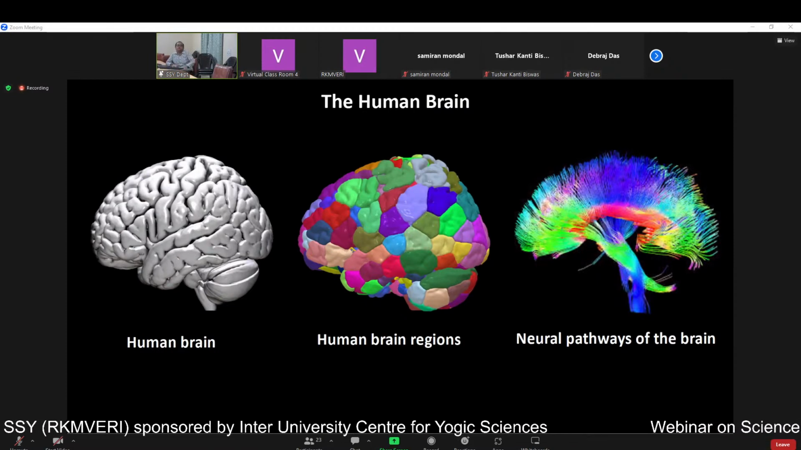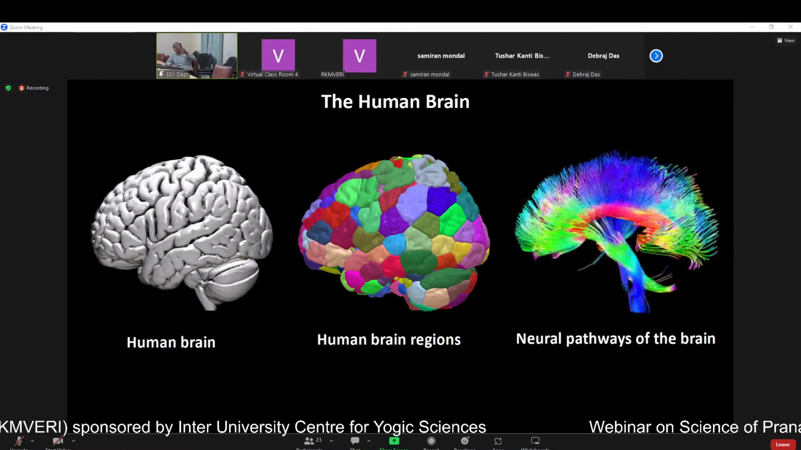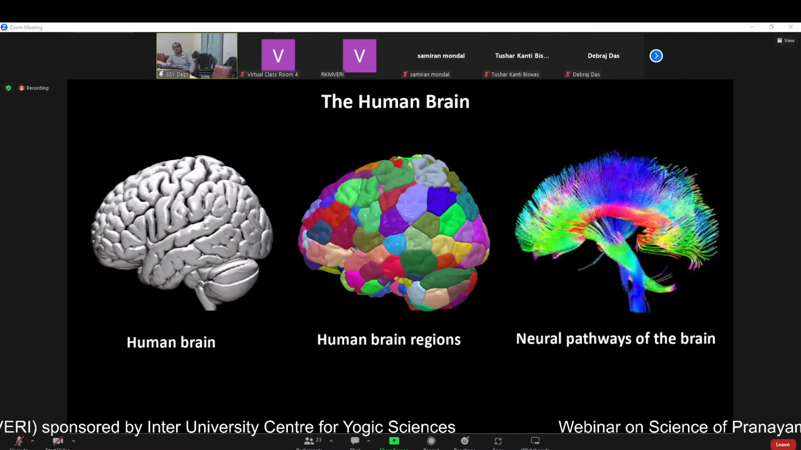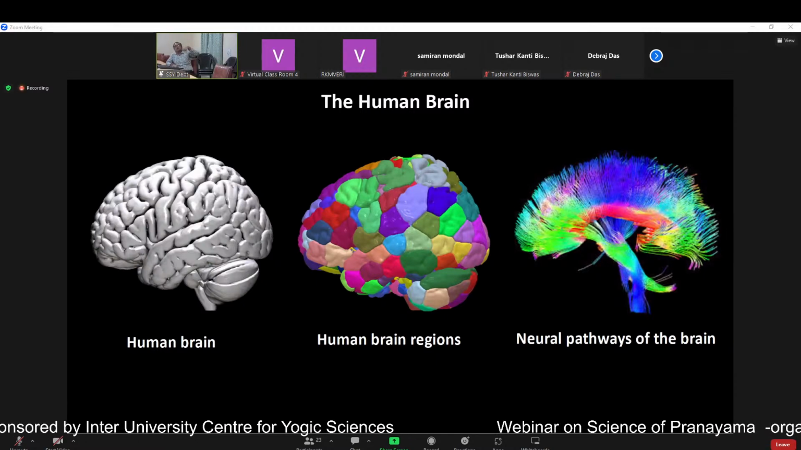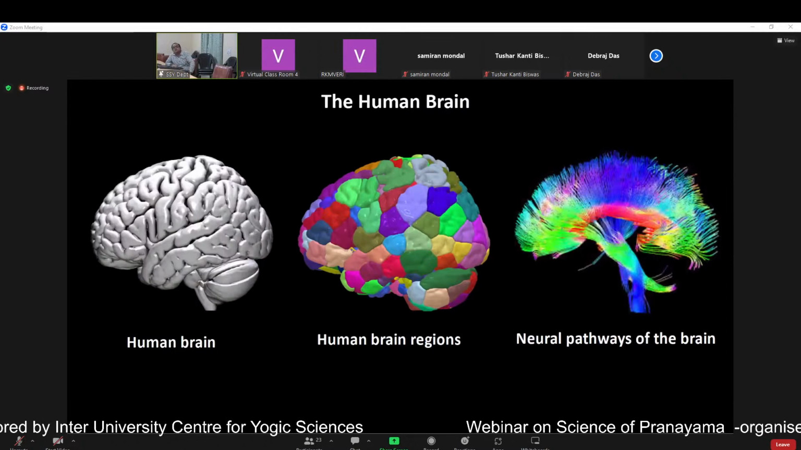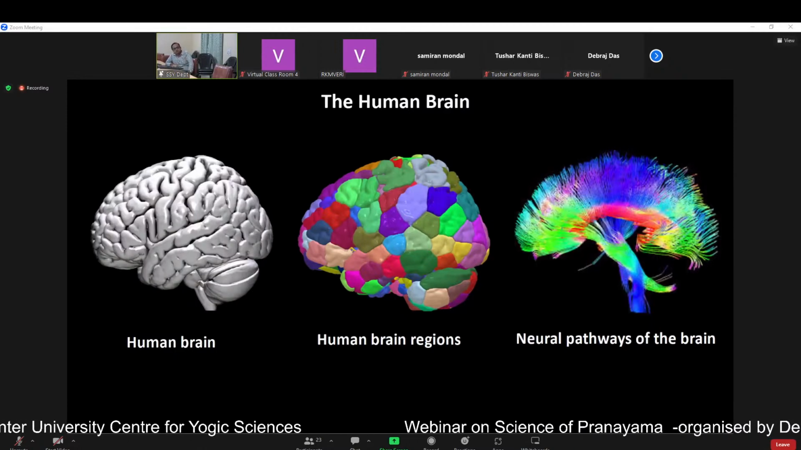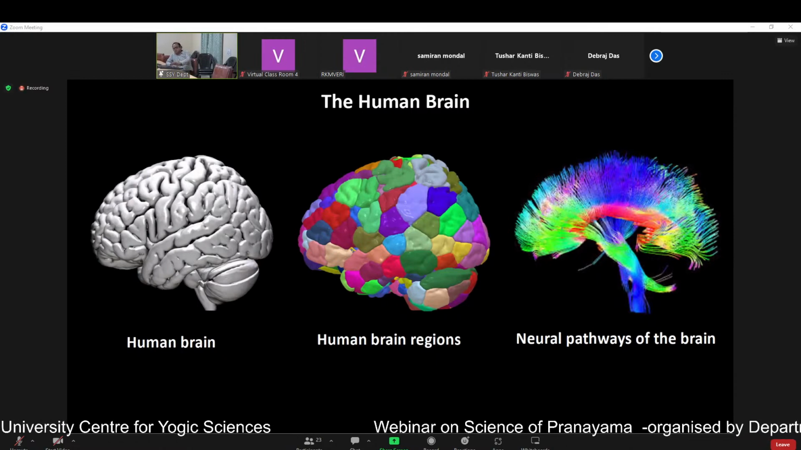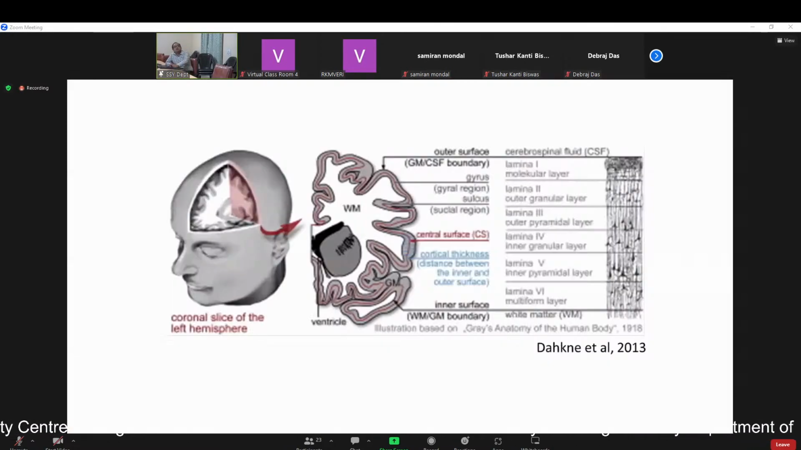If you take another analogy, the electric line, those neural pathways are electric lines, and the poles you see are connected with each other by those wires. You may consider those poles as human brain regions. So this is the very basic preliminary idea about brain structure.